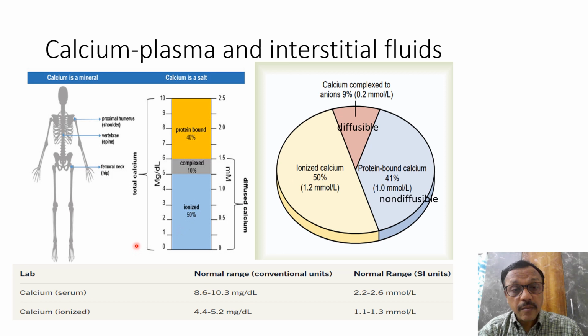So the total amount of calcium which is present in our body is 10 mg per deciliter of blood, and this is 40% protein bound. 10% of the calcium is complexed with the different anions like phosphate, and 50% is ionized, which is responsible for making different physiological effects. Now in the serum it is 2.2, and just the half, 1.1, is in the ionized form.